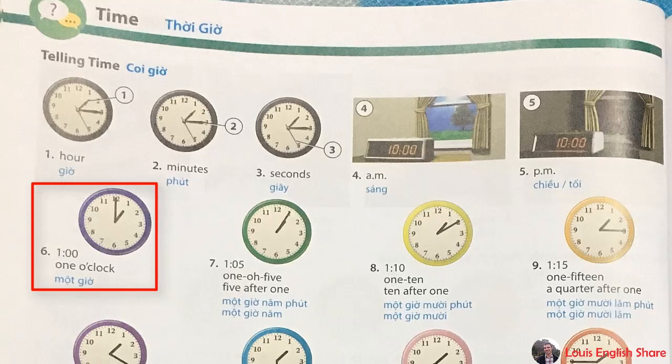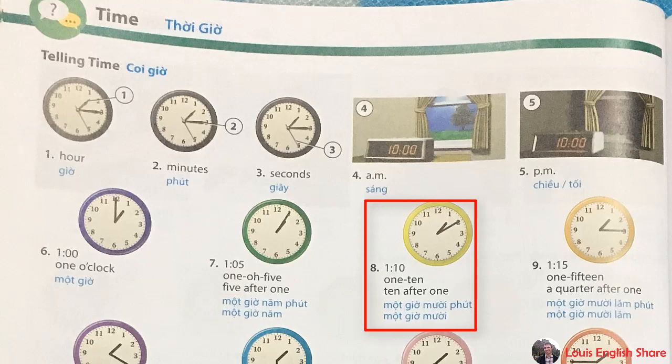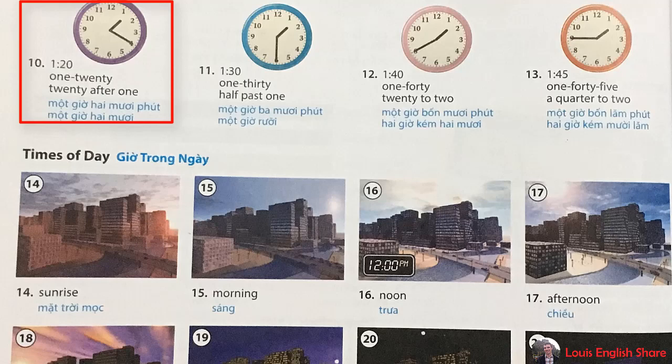1 o'clock. 5 minutes past one, or 1:05. 10 minutes past one, or 1:10. 1:15. 1:20, or 20 past 1.